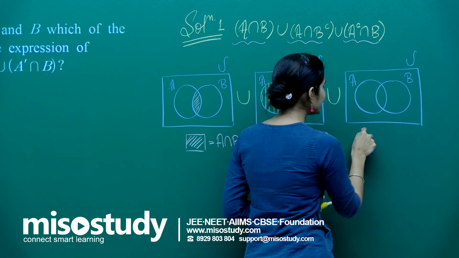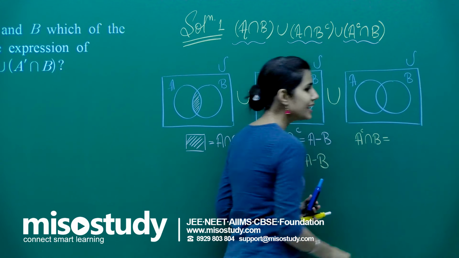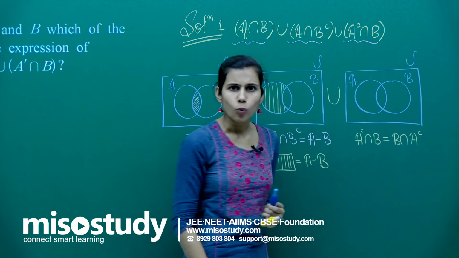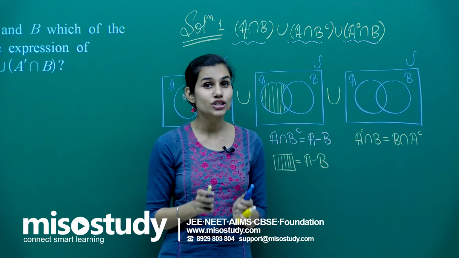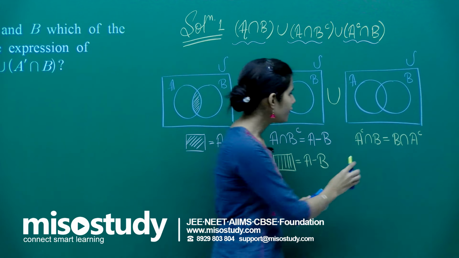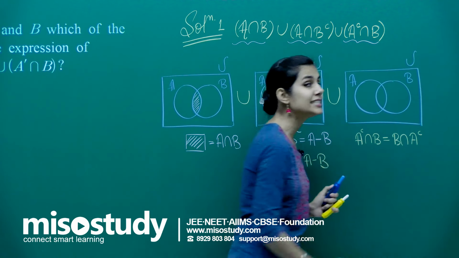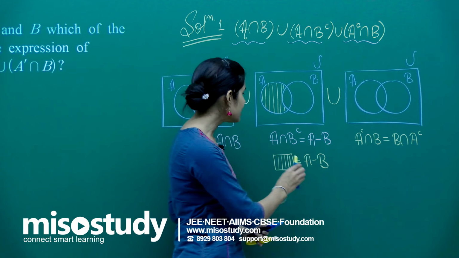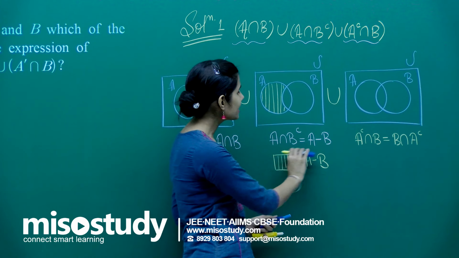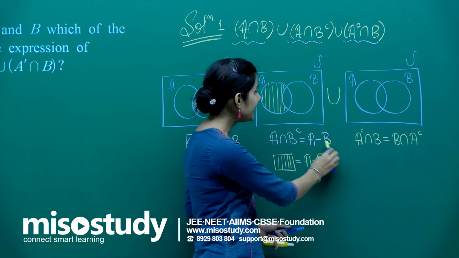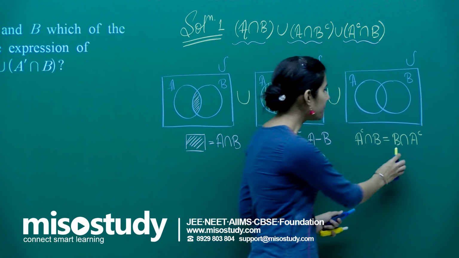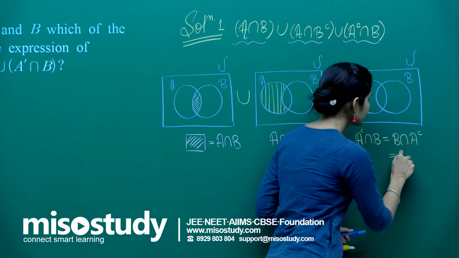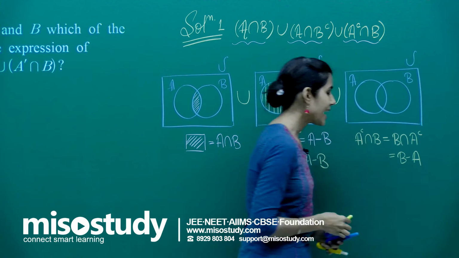Now we all know that A complement intersection B can also be written as B intersection A complement. Why did I do that? Because intersection is a commutative operation, and therefore A complement intersection B becomes B intersection A complement. And from this, just as we concluded that A intersection B complement means that B is getting removed from A, similarly B intersection A complement means A is getting removed from B. So this turns out to be B minus A.